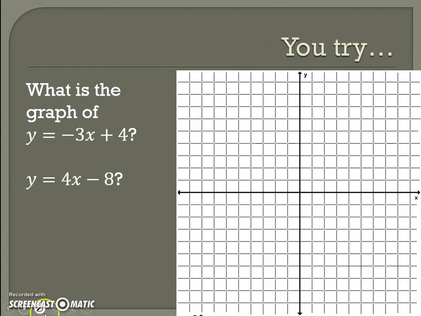Here's a couple for you to try. Go ahead and pause and give that a go. The answer will be up in 3, 2, 1. All right, there are your graphs. So the first one is in yellow, and it's right here. The second one is in red, and it's right here. Hopefully you got that. Let's take a look at the next thing.